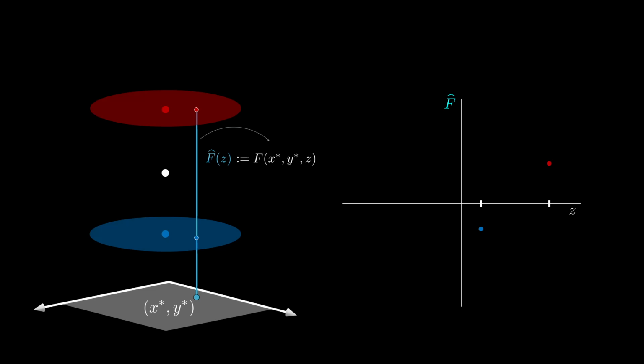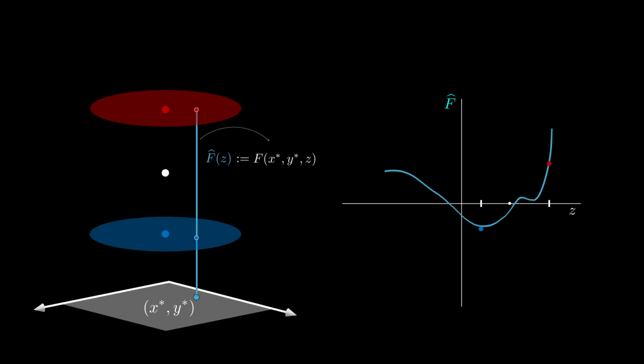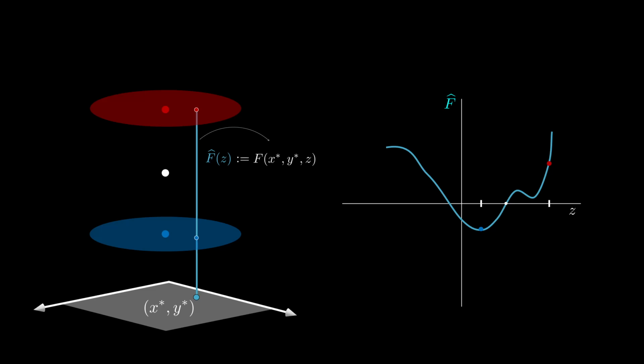But remember, our function F is continuous. So since our function F is continuous, F hat is always continuous, so it must hit 0 at least once. And this is obvious, right? Because you have to join continuously these 2 points, so you have to cross the axis. This is sometimes called Bolzano's theorem. So one possible shape of our function is this, and this is another possible function, but we know that our function will cross the z-axis, but we don't know how many times it will cross. It could be more than once.